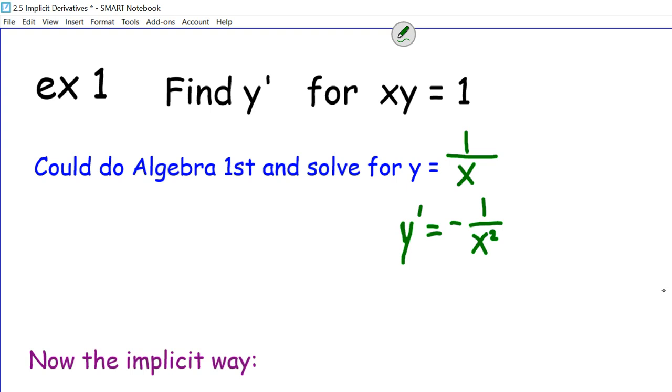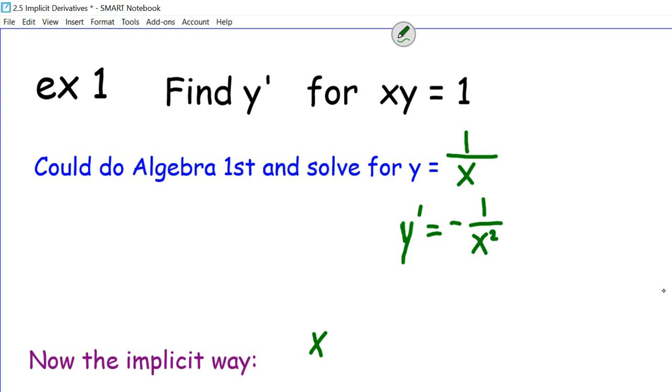Again, algebra was probably easiest for that one, but let me show you how that compares with the implicit way. The implicit way says do your derivative like normal. Without moving anything, this one has a product rule. So I would do first times the derivative of second. What's the derivative of just y?